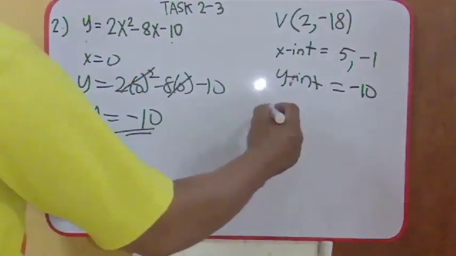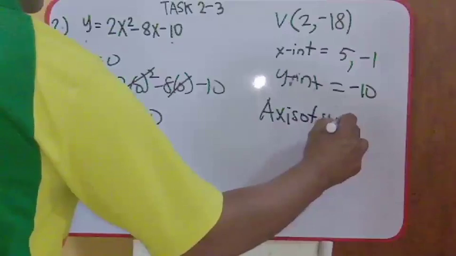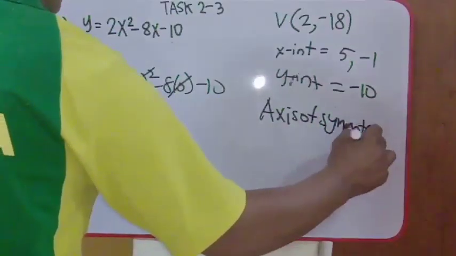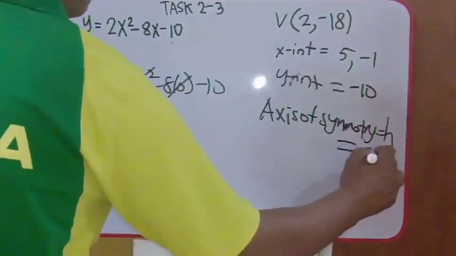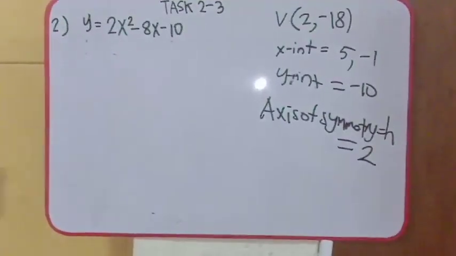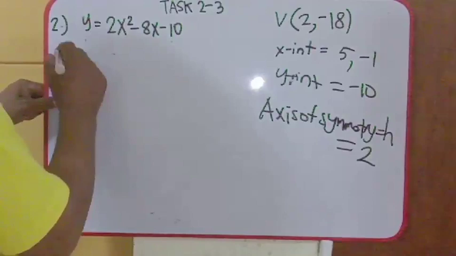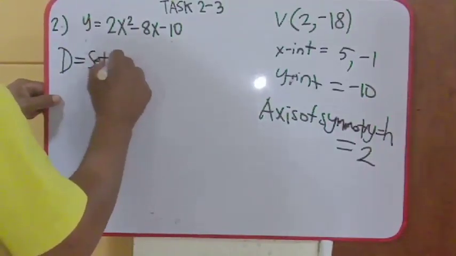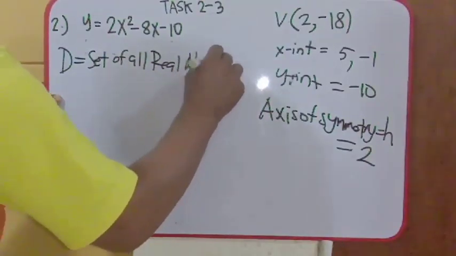Next, what is the axis of symmetry? So, axis of symmetry is also equals to H. So, it means our axis of symmetry is positive 2. Nakuha na natin ang axis of symmetry. Next, the domain and range. So, our domain and range of our function y equals 2x squared minus 8x minus 10. Of course, domain is set of all real numbers. Yan yung pinakamadaling sagutan, yung domain lagi.